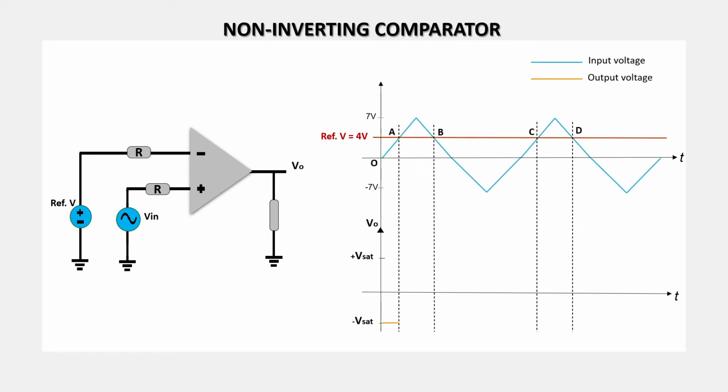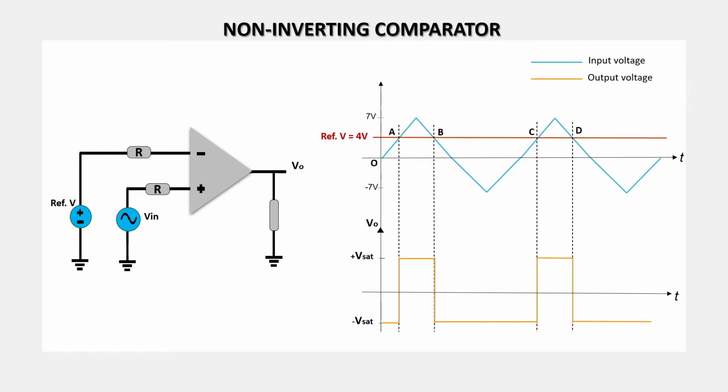In segment AB, the non-inverting terminal voltage, that is the input voltage, becomes larger. So output is equal to plus Vsat. Similarly, again in region BC, the output is minus Vsat and in region CD, the output is plus Vsat.